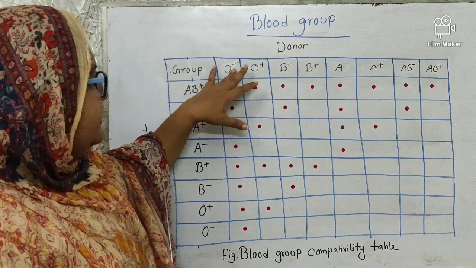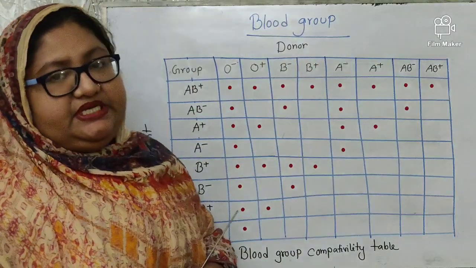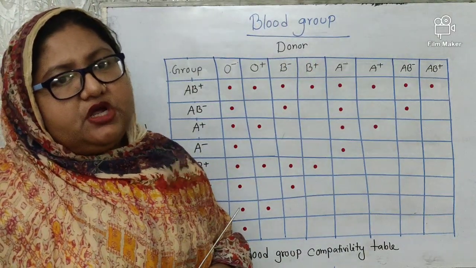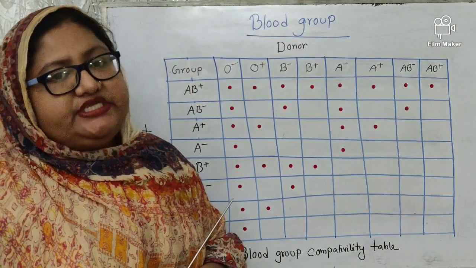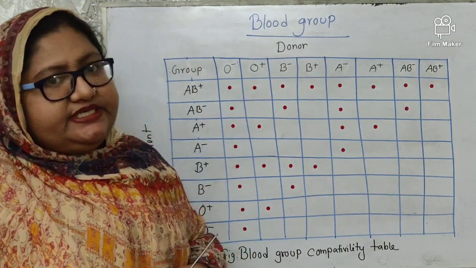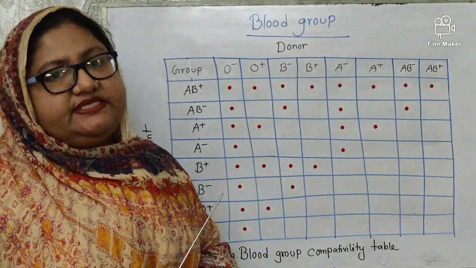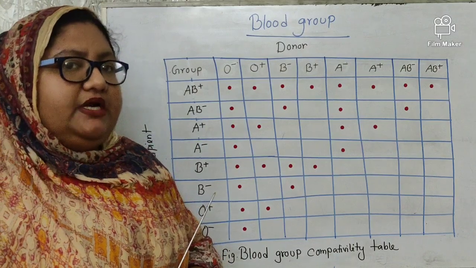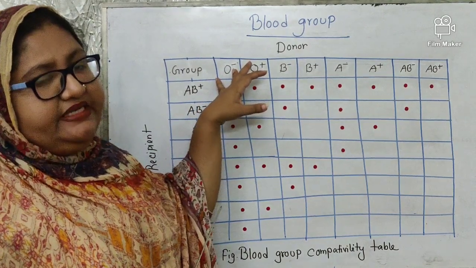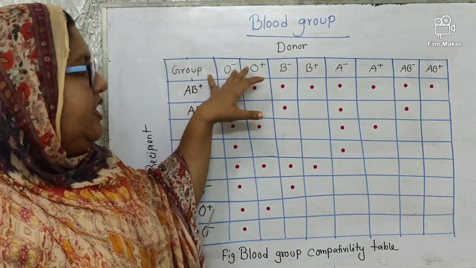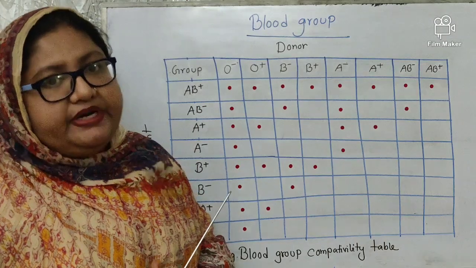You have noticed one thing, that I have written here negative, positive, negative, positive. What does it mean? It means that there is a factor, that means an antigen present in the blood, which is known as rhesus factor. If this factor is present in any blood, that is called positive, and if it is absent in any blood group, that is called negative blood group. For example, O negative means the rhesus factor is absent in this blood group. O positive means in this blood group the rhesus factor is present.